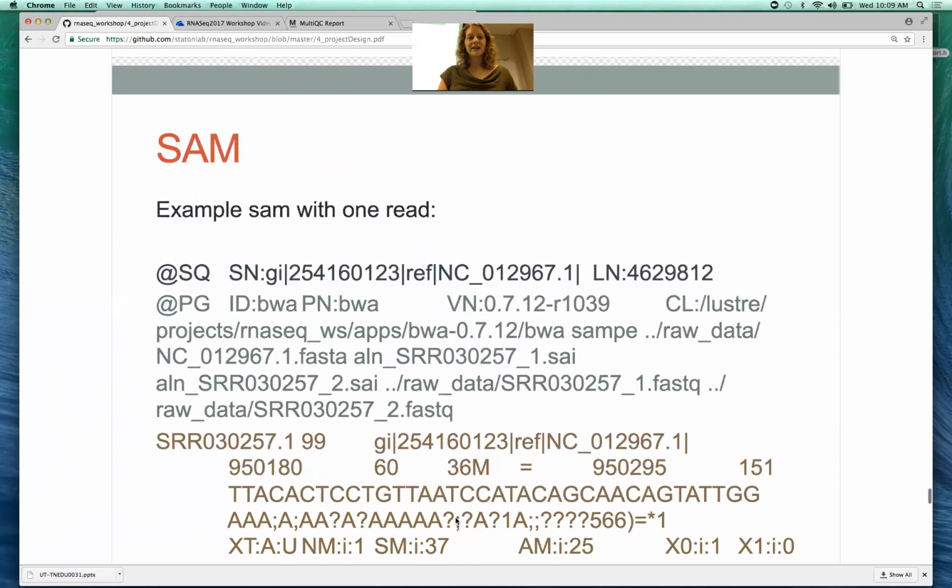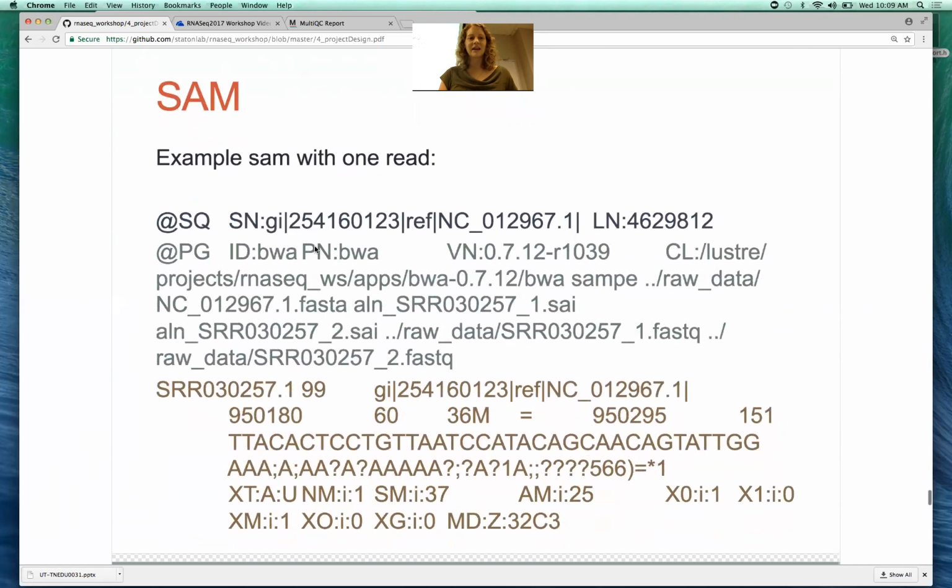So if you do a head, the header lines will look something like this. The actual lines will look something like this. So it can be a little bit intimidating to look at. But again, it's good to have that visual confirmation of, yes, this looks like a SAM file. So this would be the read name mapped to the scaffold at location 950,180 bases. And it gives you the actual read and the quality. And then a whole bunch of other codes that communicate to your software how well the read mapped.